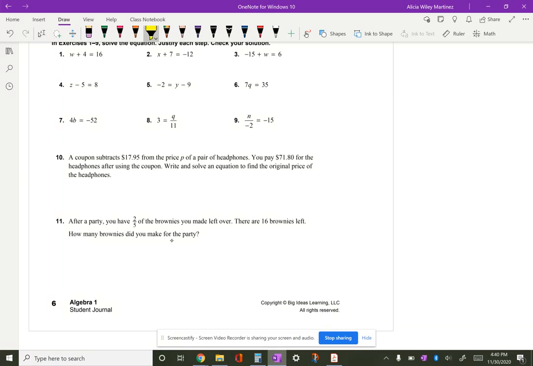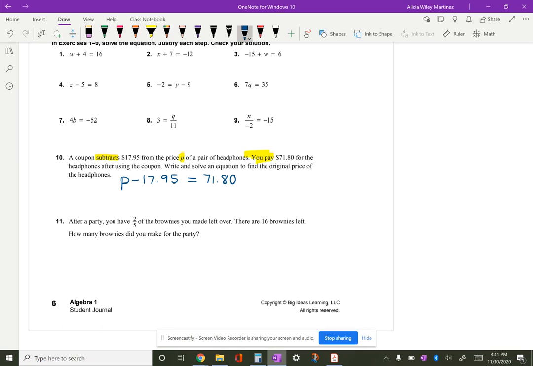So for the word problem, it says a coupon subtracts $17.95 from the price P of a pair of headphones. You pay $71.80 for the headphones after using the coupon. Write and solve an equation to find the original price of the headphones. Okay, so the price of the headphones is P. That's how much it costs if you go into the store. Okay, you took away or subtracted a certain amount because you had a coupon, which led to the final price being $71.80.